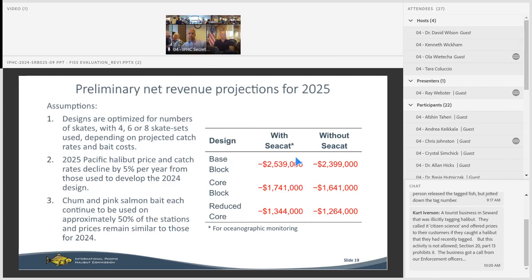Yeah, I've got it tabulated in the extra slides. Yes, it's like the first extra slide.